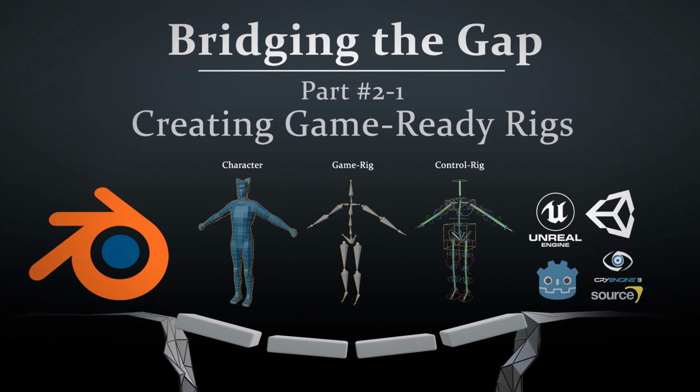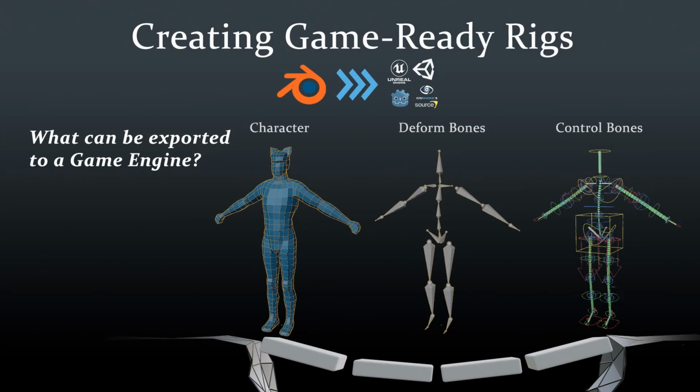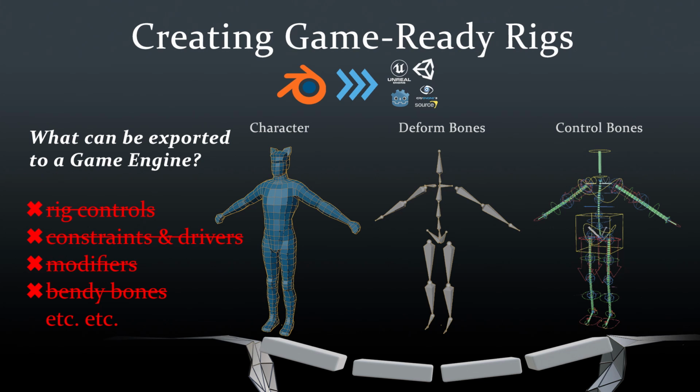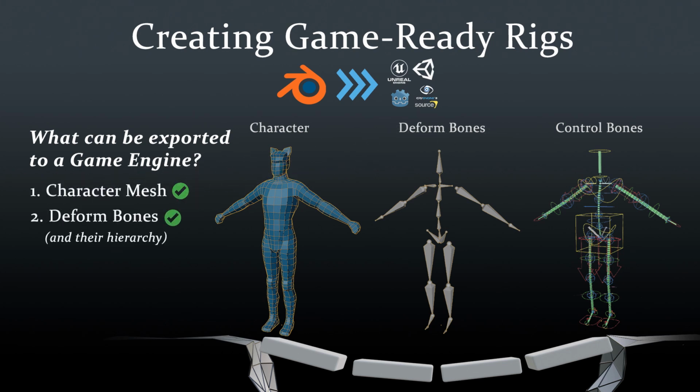To recap the information from the previous video, you have to always keep in mind that just because something works in Blender, that doesn't mean that it will work in a game engine. There is an almost endless list of things that won't transfer reliably to a game engine. Your rig controls, constraints, drivers, most modifiers, bendy bones, and so on and so on. So it's actually simpler to tell you what you can export. Your character mesh or meshes will be exported. Your deforming bones and their hierarchy will be exported.